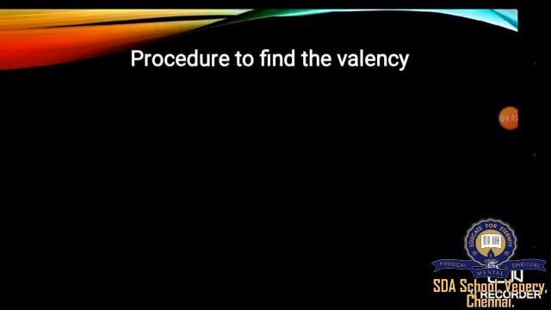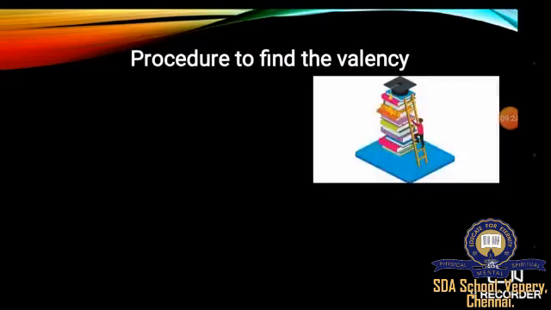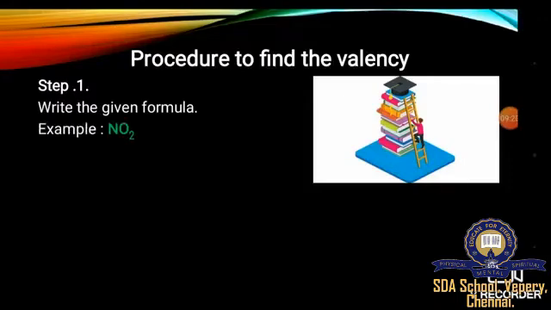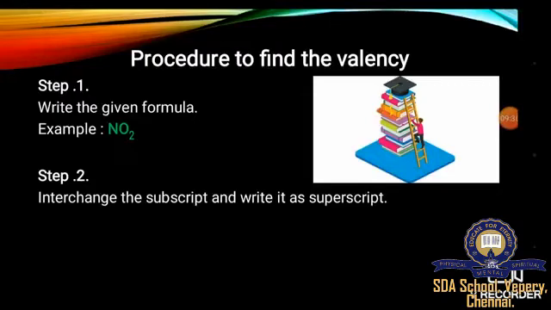Let's see how to find the valency. The first step: write the given formula. Now I have taken NO2 as an example. The second step: interchange the subscripts and write them as superscripts. The subscript for nitrogen is 1 and for oxygen it is 2. Now we interchange them, so we get N power 2 and O power 1.